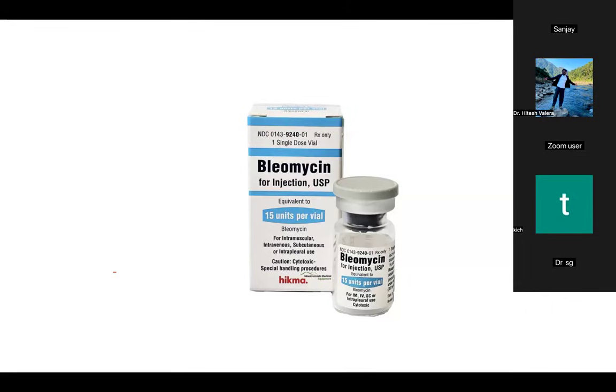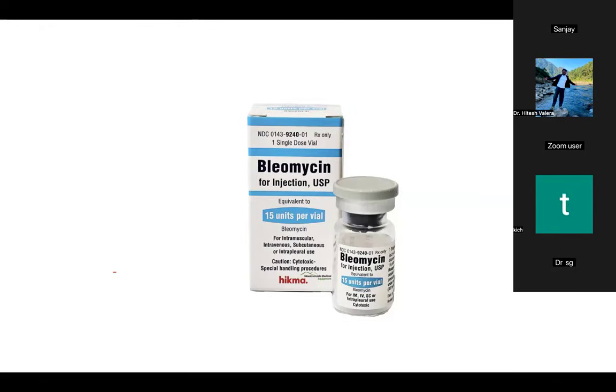So now, how do we give it? You give it usually in the IV form. You can also give it as an intrapleural injection when you're trying to do pleurodesis, right? And it is predominantly metabolized by the kidneys, so creatinine monitoring is important. Now, coming to the indications, it's given as part of the BEP regimen in germ cell tumors. It is given as part of the ABVD regimen, the escalated BEACOPP regimen in case of Hodgkin's disease, and it is given at 60 units for pleurodesis, right? So those are some of the indications.